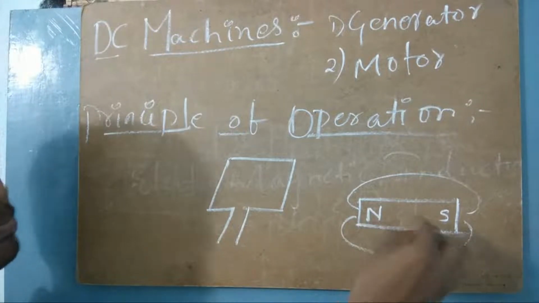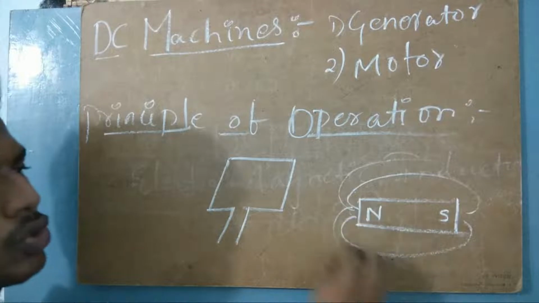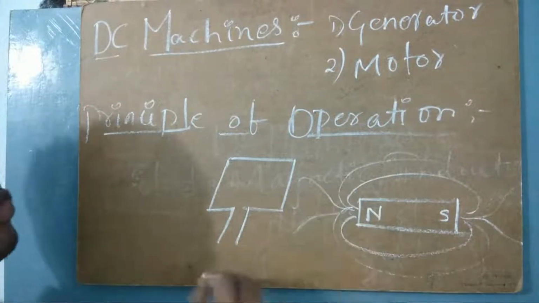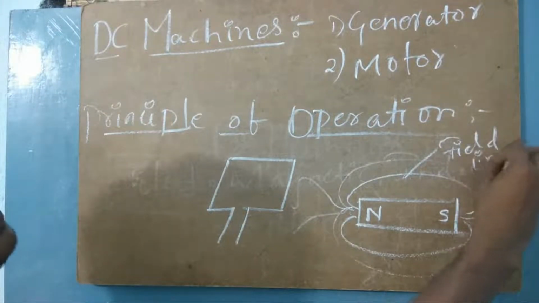So these lines around this magnet, around this magnet there will be some lines forming. All these lines are called field lines. What are these? Field lines. So this is a field line.